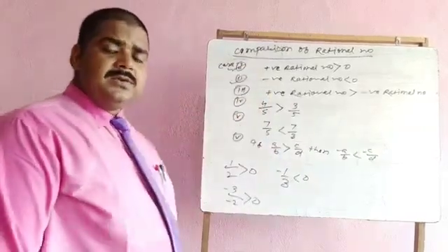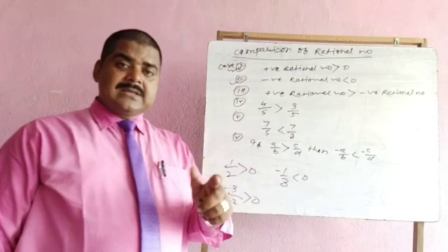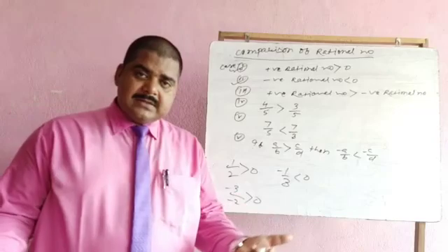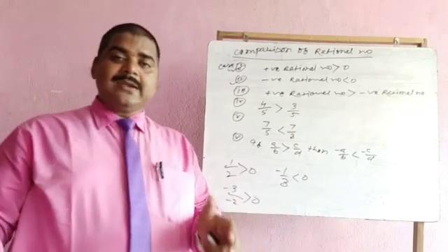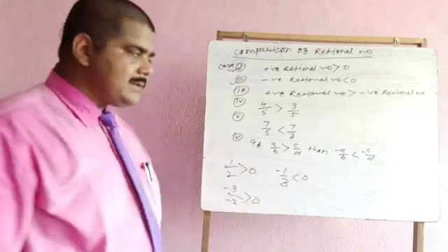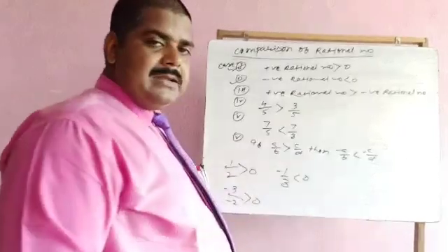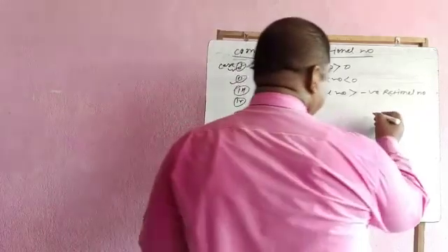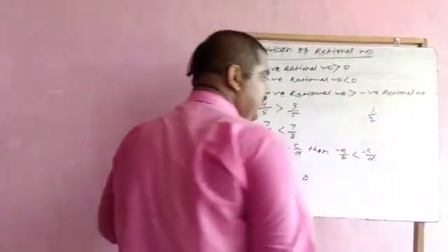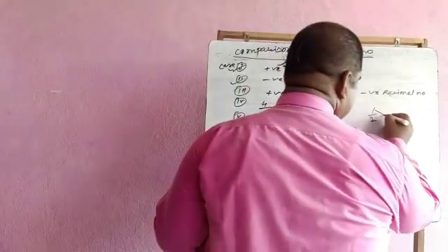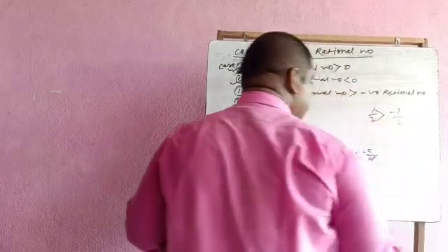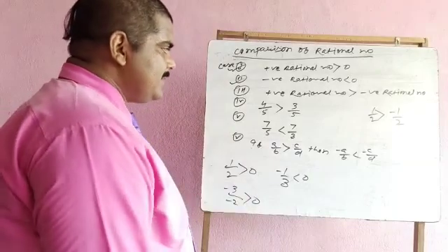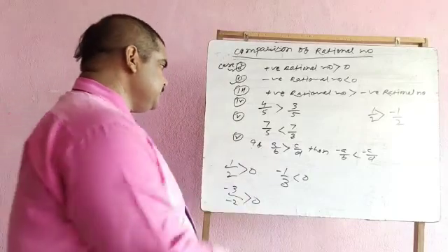Regarding the third case, every positive rational number is greater than the negative rationals. You know that positive rationals are on the right side of negative rationals, so they must be greater, and it can easily be understood by drawing the number line. For example, you must know 1 upon 2 is greater than minus 1 upon 2. So every positive rational must be greater than the negative rationals.